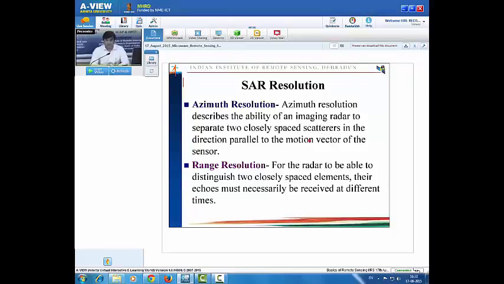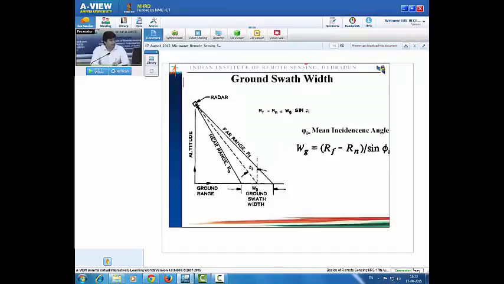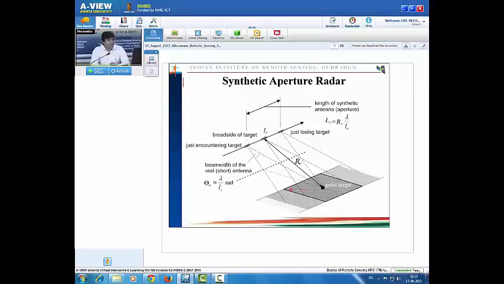One will be azimuth resolution, another will be range resolution. So azimuth resolution is the length of the resolution cell in azimuth direction. Like we can understand with the help of the previous image. Suppose the whole cell is representing one resolution cell. So this length is the length of the resolution cell in azimuth direction. So this length will be known as azimuth resolution.